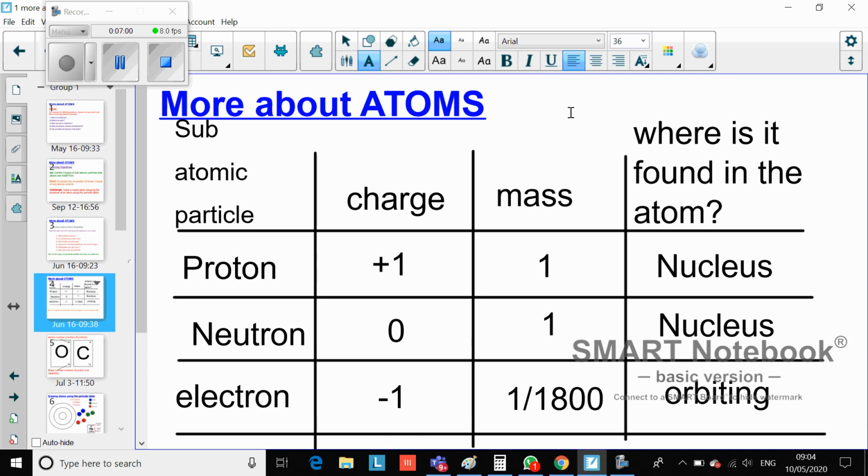So, ladies and gents, if you didn't quite get this earlier, pause the video and copy this up. These are the main key properties of atoms. So pause that now and off you go.